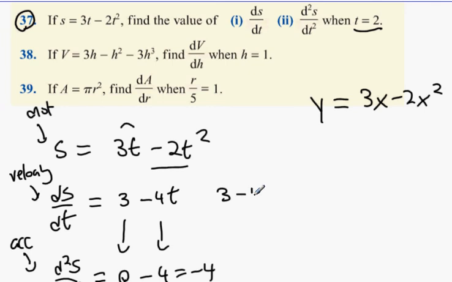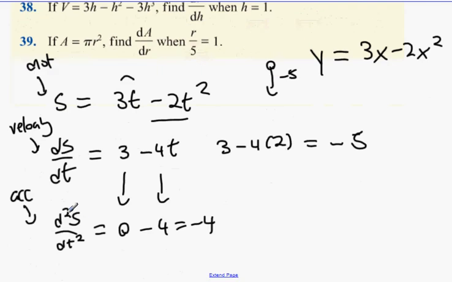It's going to be 3 minus 4 times 2, which is now that's what we know, because remember I said the ball is dropping underneath. It means its velocity is negative because it's dropping. Does that make sense? Now the other one, the second derivative is minus 4, but there's no t value to put in, is there? So the answer is just minus 4.